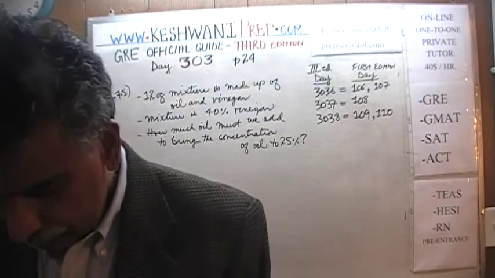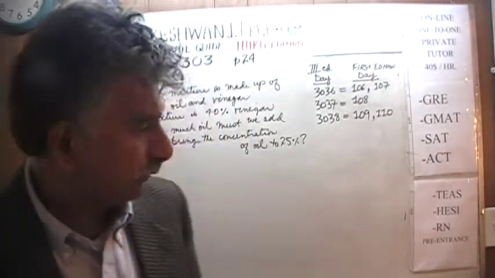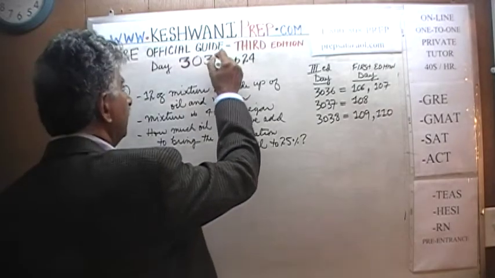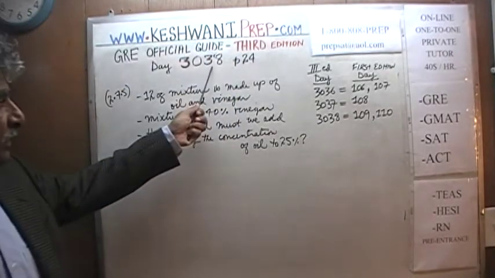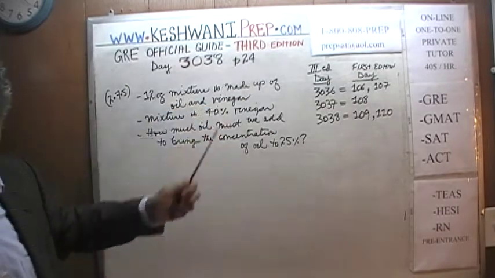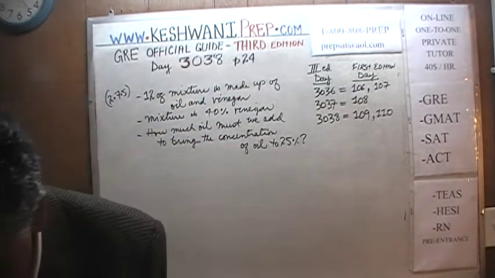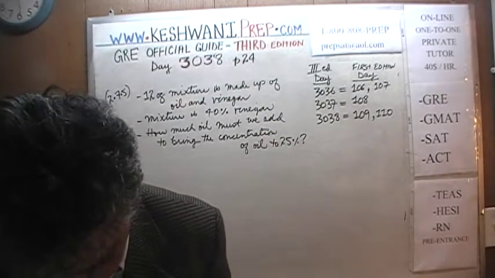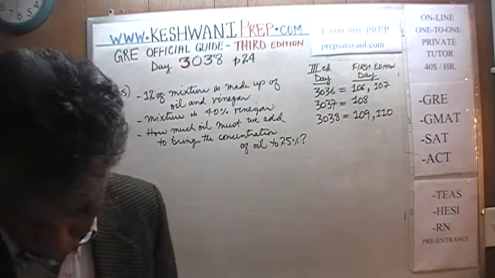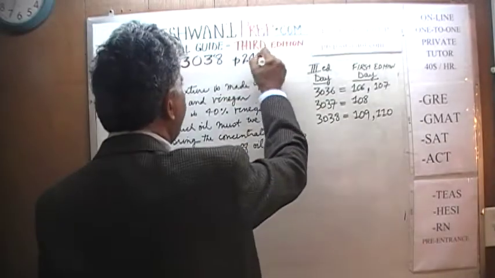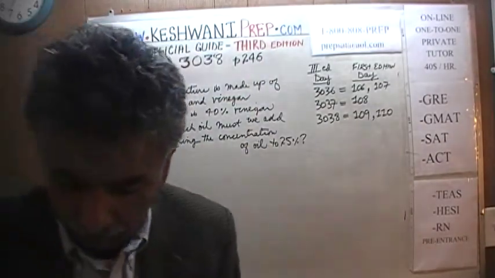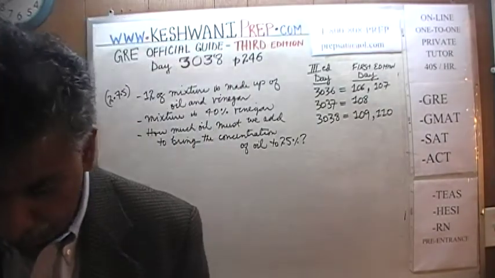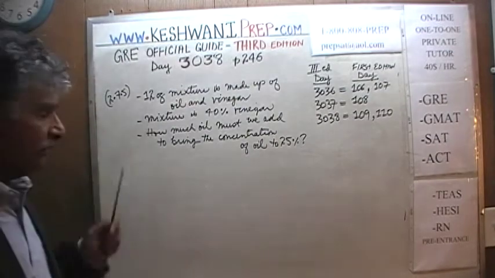Today is our lesson number 38. Day 38 out of the third edition. We are on page number 246. The very first problem that we're going to do is already on the blackboard. Please turn to page 246, where you will find problem number 2.7.5.